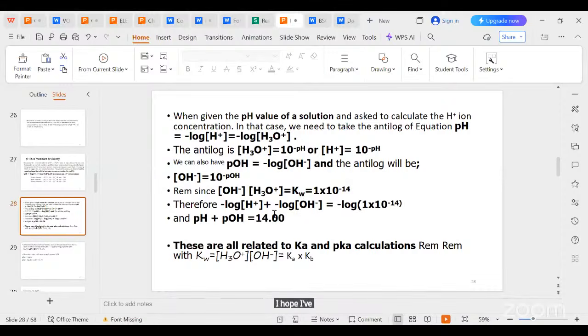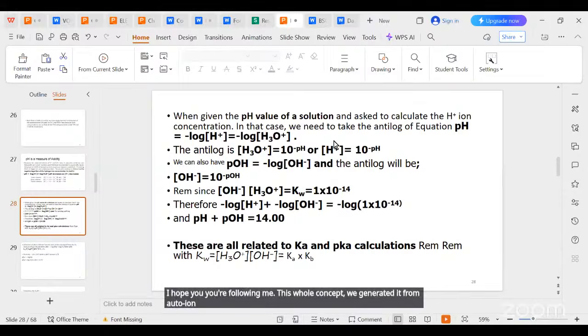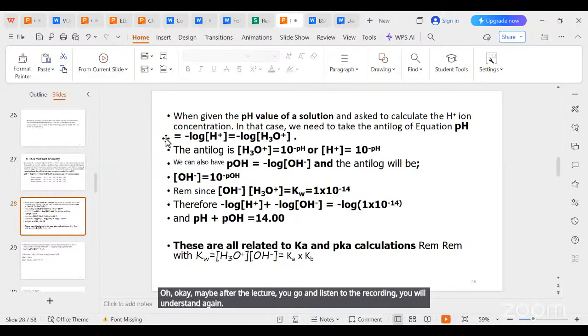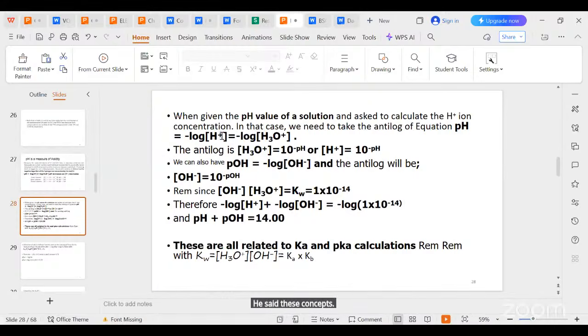I hope you're following me. This whole concept, we generated it from autoionization of water, and we used it to explain the pH. I don't understand, man. Oh, okay. Maybe after the lecture, you go and listen to the recording. You will understand again. I said this concept when I showed you the autoionization of water.